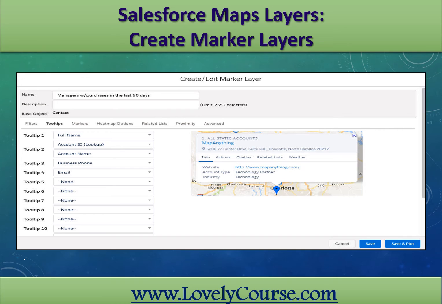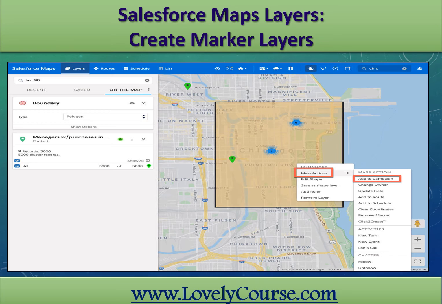And now Jose decides to add some additional fields that the marketing team will find helpful. He adds account name, business phone, and email to the tooltip tabs. This will show users some helpful information about each contact. Once complete, Jose saves this marker layer in the marketing folder. The marketing team can plot this marker layer, and then with a click of a button, they can add all contacts to their advertising campaign.